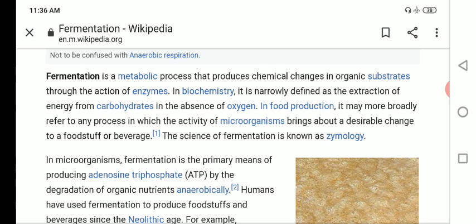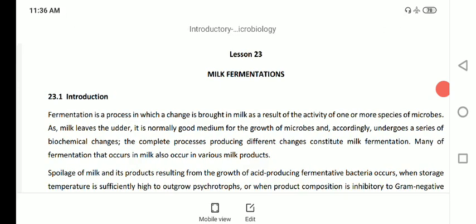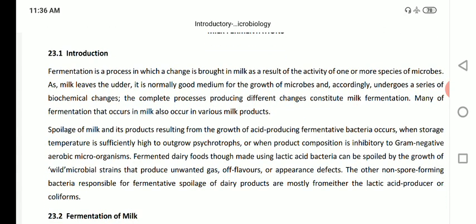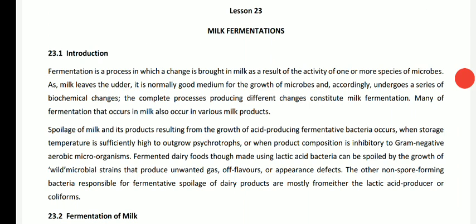Now we are going to see fermentation of milk as well as milk-related products. Fermentation is a process in which change is brought about in milk as a result of the activity of one or more species of microbes or microorganisms. Here we are dealing with milk. The raw material for the fermentation process is milk, and that milk gets changed into a different product by the action of different types of microbes, and especially their microbial enzymes.